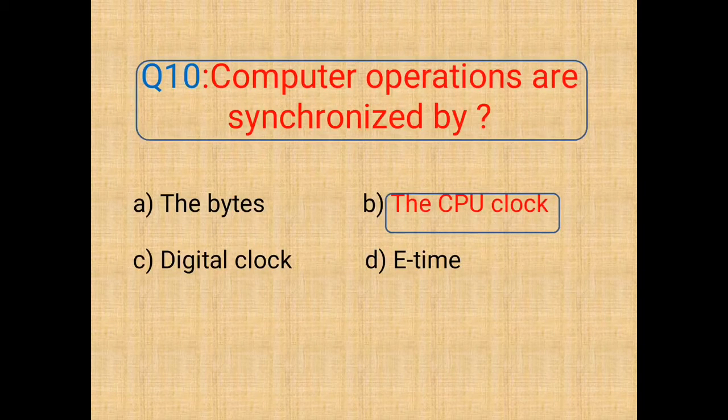Question number 10. Computer operations are synchronized by A, the bytes, B, the CPU clock, C, digital computer, and D, E-time. So computer operations are synchronized by the CPU clock. The correct one is B.